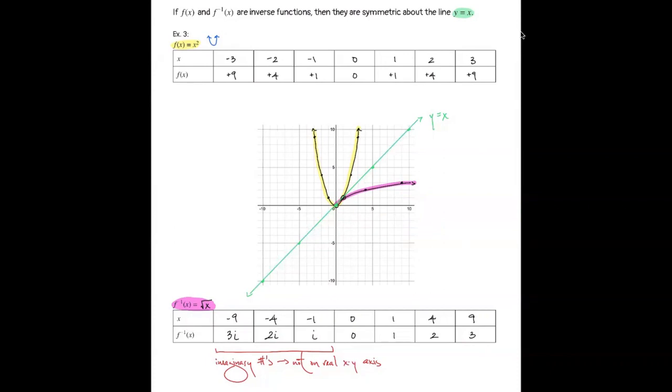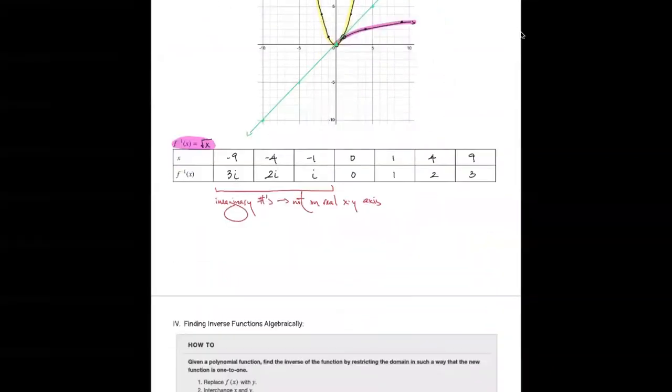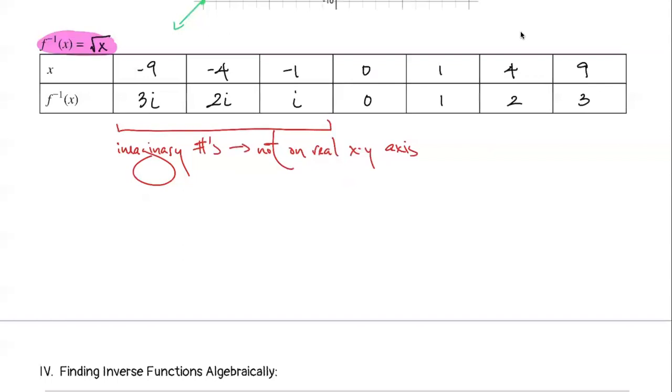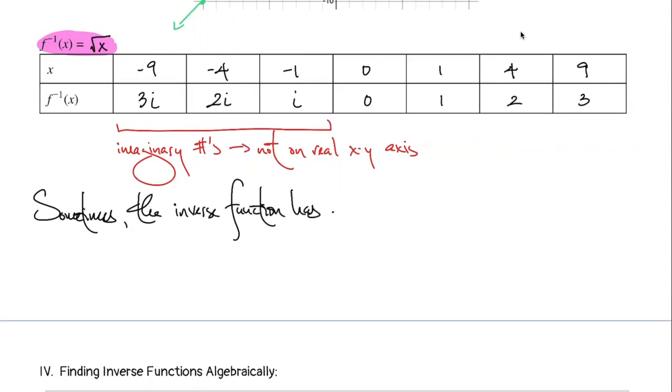So what this means is that when we find the inverse, okay, let's do that. So sometimes the inverse function has what we call a restricted domain and range. Okay.